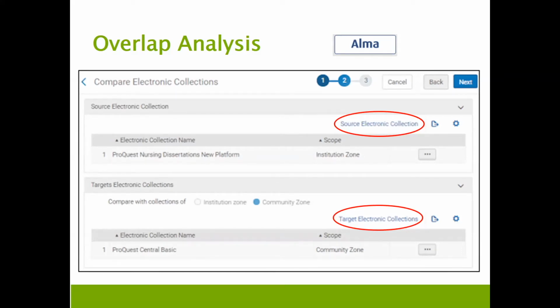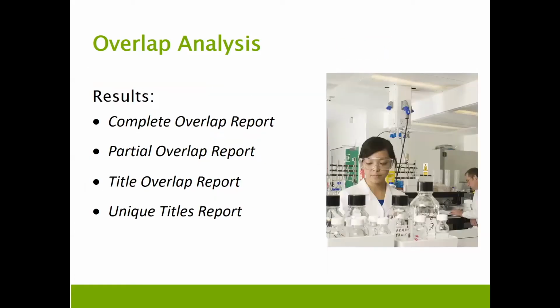Our library management system, Alma, has an overlap analysis tool that lets you compare two discrete collections. You select a source and a target collection, press a button, and presto, in a minute or two, it spits out 4 reports. The first is a complete overlap report, which lists titles in both sources with matching coverage. The partial overlap report gives instances where the same title exists in each source, but there's only partial overlap. And the title overlap report provides cases where the same title is present in each source, but there's no overlap. And finally, the unique title report, as the name suggests, lists items that are unique to the target source.